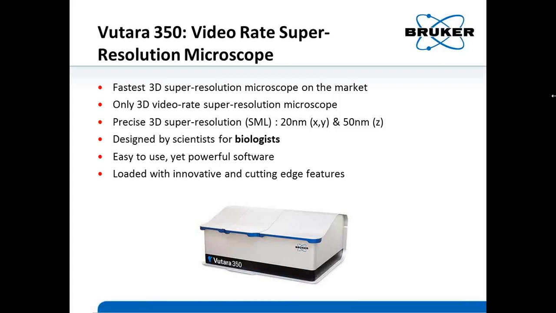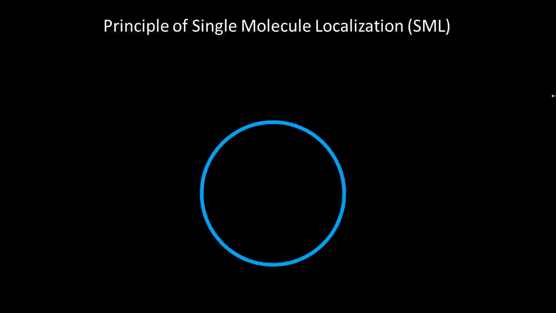As I mentioned before, you're capable of getting 20 nanometers in XY and 50 nanometers in Z. And one of the nicest things is it's been engineered so that we've thought about the different modalities necessary for doing biological imaging in super resolution mode. So it was designed to be used by biologists, by scientists. The software is also very powerful to use, and there are a lot of cutting-edge features incorporated into the system, so you can easily image a whole range of biological samples.